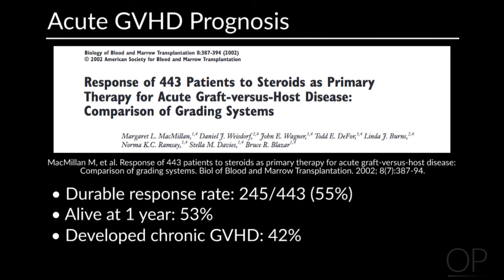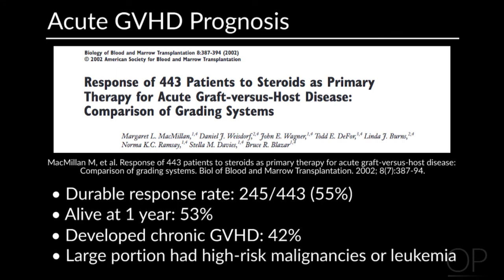It's important to notice that while 53% being alive at a year seems poor, the children and adults in this study who underwent transplant, a large portion of them had high-risk malignancies or leukemia and very likely could have died of their disease as well as complications of transplant. So 53% in a population that includes adults is actually not too bad for transplant.